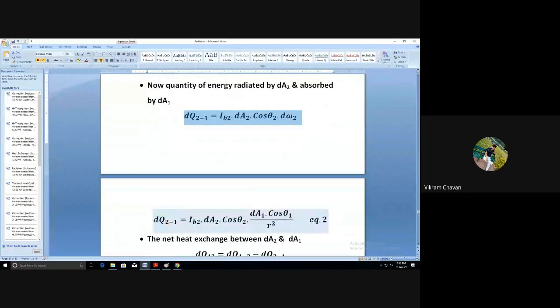And this further can be written as d omega 2 is nothing but dA1 cos theta 1 divided by r square. So dq2 to 1 will be equal to IB2 multiplied by dA2 multiplied by cos theta 2 multiplied by dA1 multiplied by cos theta 1 divided by r square. So that will be equation number 2.